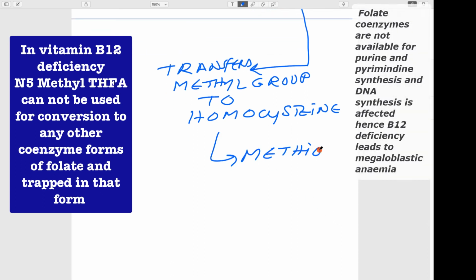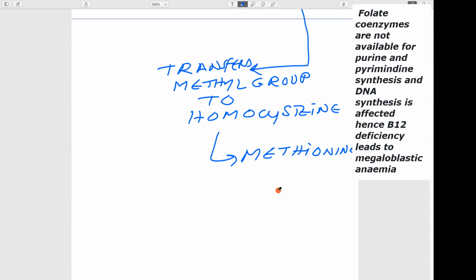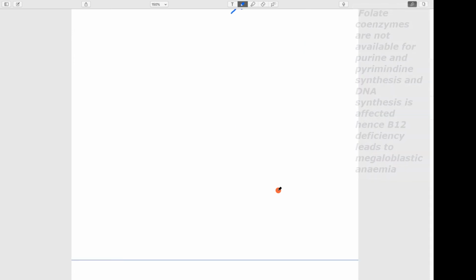That means without B12, this methyl transfer cannot take place. N5-methyl THFA cannot be converted to THFA in the absence of B12. That is the reason in the absence of B12, the folate is trapped in the form of N5-methyl THFA. That is the reason whenever folate is given, B12 has to be given if it has to be utilized properly.